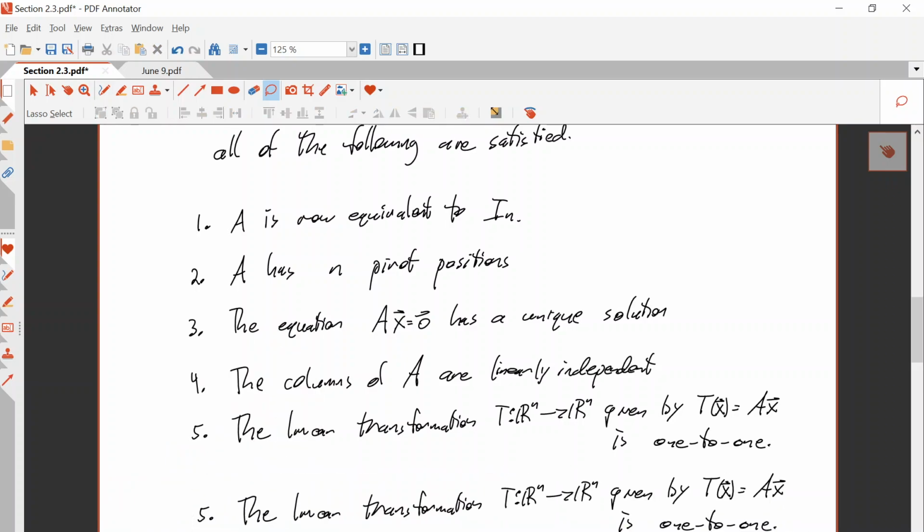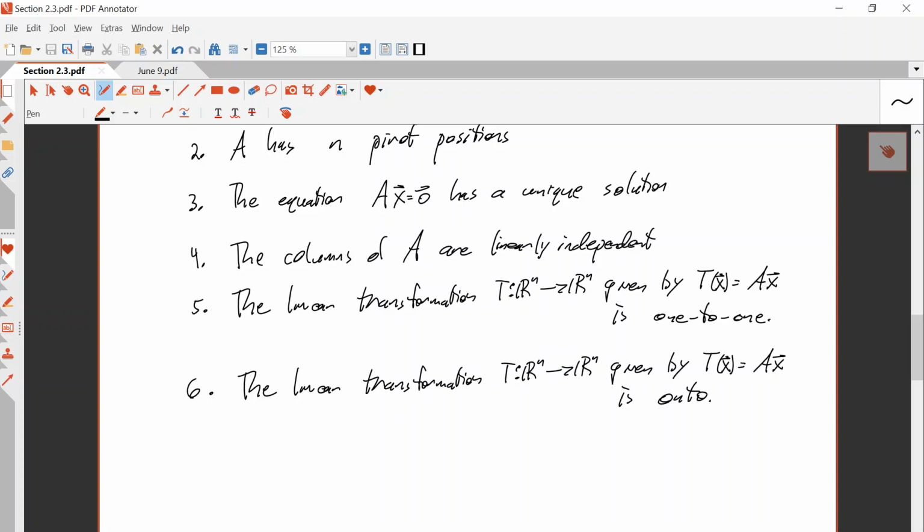The linear transformation given by T(x) equal to Ax is onto, right? Well, it's onto if and only if you have a pivot position in every row. But if A is n by n with n pivot positions, you have a pivot position in every row. So 6 is logically equivalent to 2, and therefore logically equivalent to the rest.